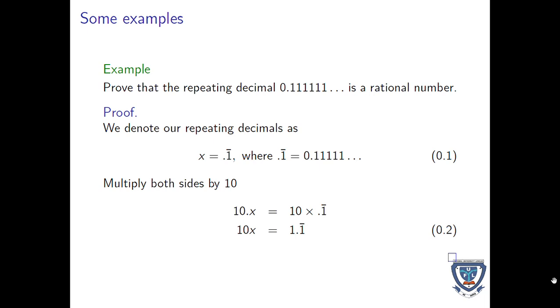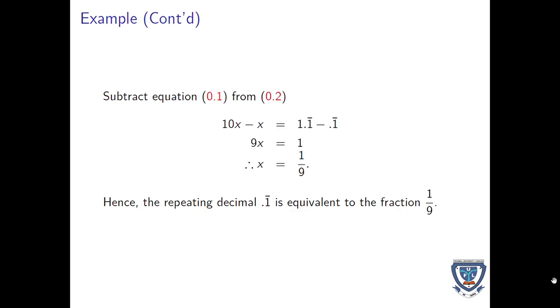Now multiply both the left hand side and the right hand side by 10. If you do that, you're going to get 10x equal to 1.11111. I call the first expression equation 1 and the second one equation 2. And when you subtract equation 1 from equation 2 component wise, you're going to get 9x equal to 1. Therefore, dividing both sides by 9, you're going to have that x is equal to 1 over 9.